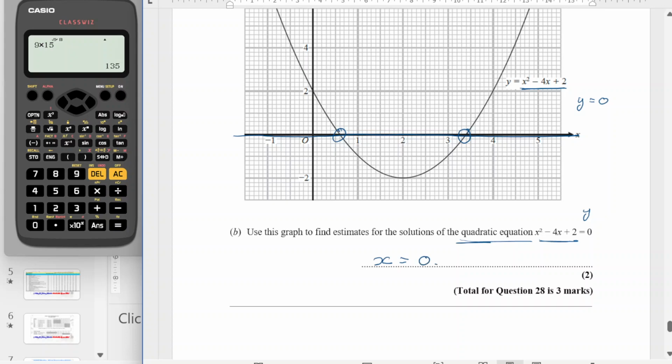So I'm going to say x is equal to, that looks like roughly 0.6 to me, and this looks like 2.4. There we go. That's my solution. Yes, I've misread. That should be 3.4. Yeah, so 3.4.